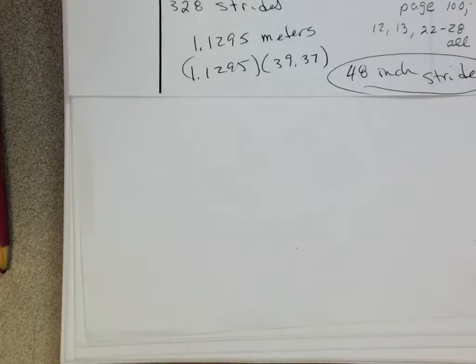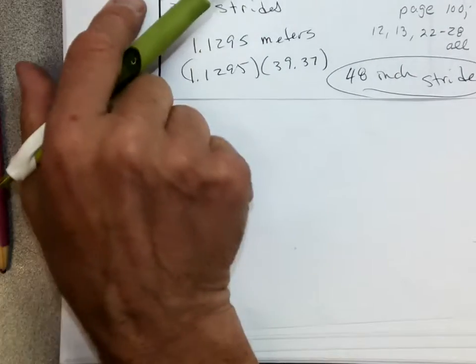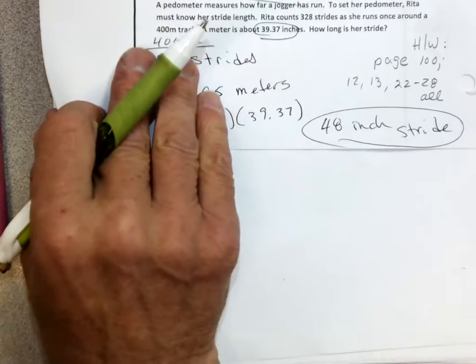Yep, it's definitely a race, isn't it? Because if you're jogging, you'd have a lot shorter stride length. It says jogger. I don't think she's a jogger. I think she's a runner. Okay, turn the page. Does this make sense?